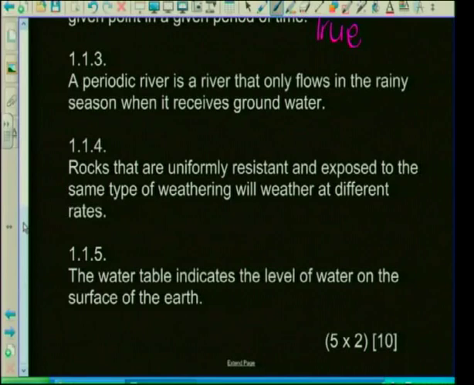Our third question, 1.1.3: a periodic river is a river that only flows in the rainy seasons when it receives groundwater. The answer to that is also true. A periodic river can also be referred to as a non-perennial river. So a non-perennial river and a periodic river are the same thing. They only flow during the rainy seasons.